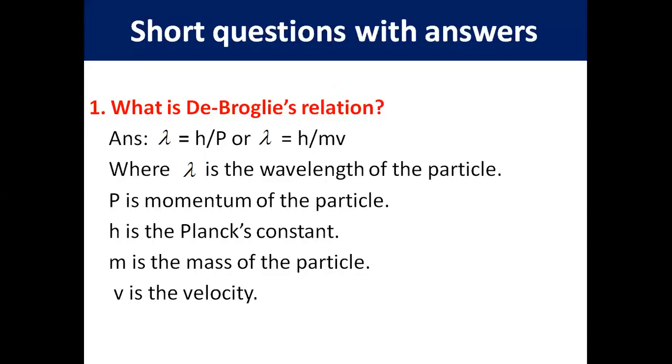What is de Broglie's relation? Lambda is equal to h by p, or lambda is equal to h by mv, where p is equal to mv. Lambda is the wavelength of the particle, p is the momentum of the particle, h is the Planck's constant, m is the mass of the particle, and v is the velocity.